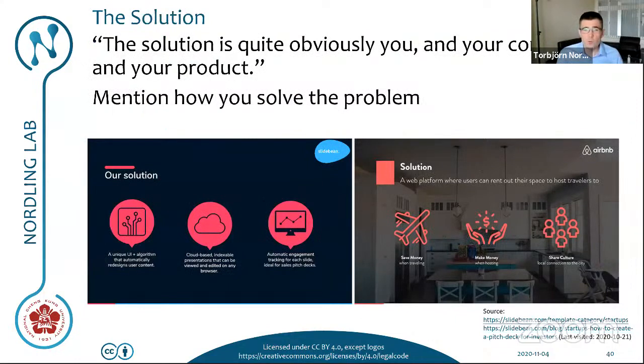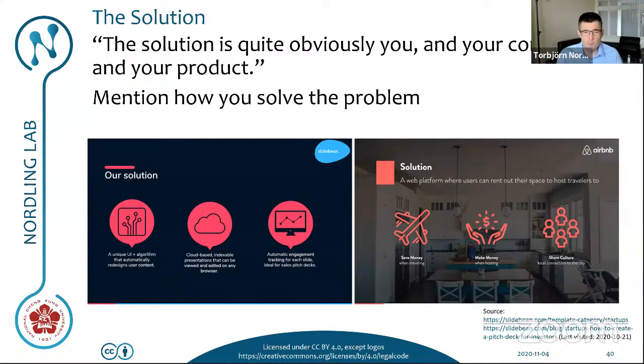Now, moving over to the solution. So to quote Kaija again, the solution is quite obviously you and your company and your product. So here you should mention how you solve the problem that you just described.